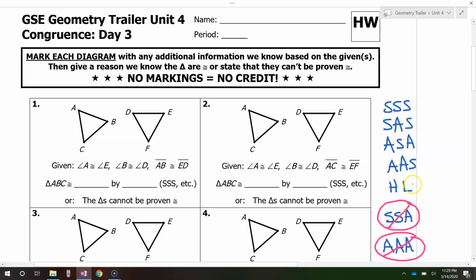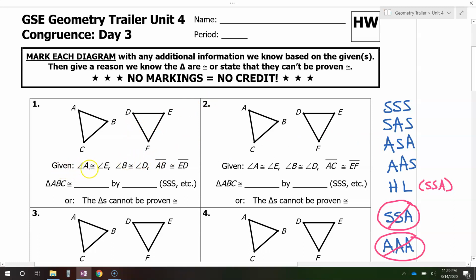Now, I should caution you though, hypotenuse leg is actually a special case of side-side angle. So if you have side-side angle, but it happens to be a right triangle, then that's going to be a hypotenuse leg, which is fine. So let me show you what I'm talking about.